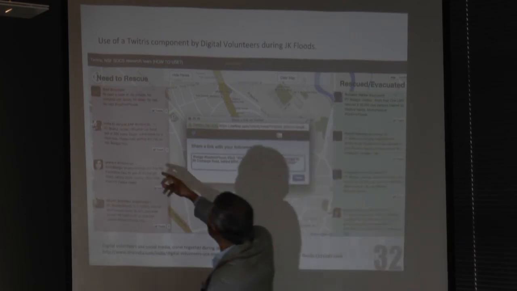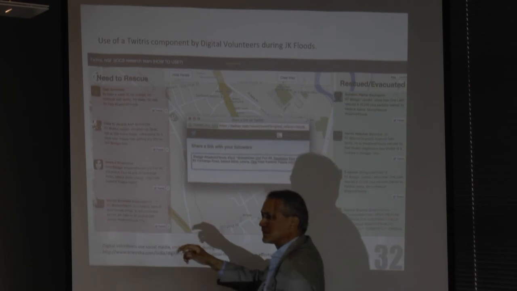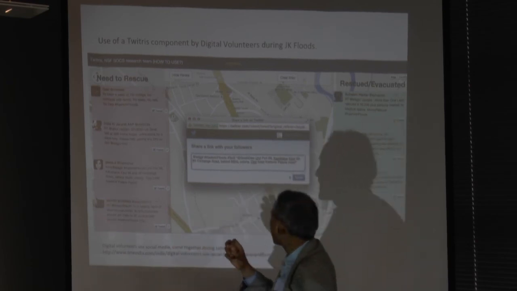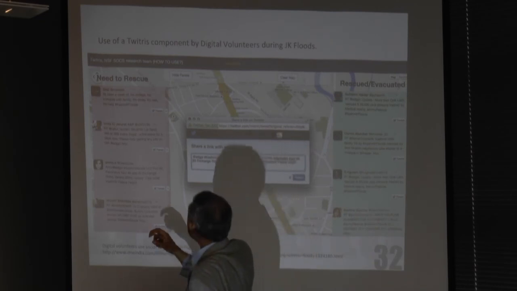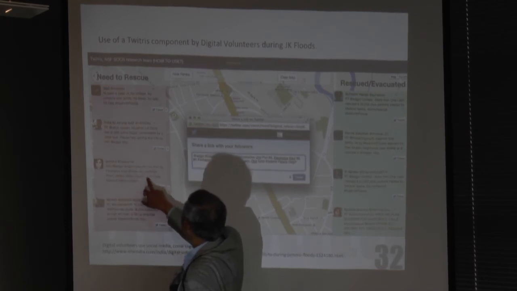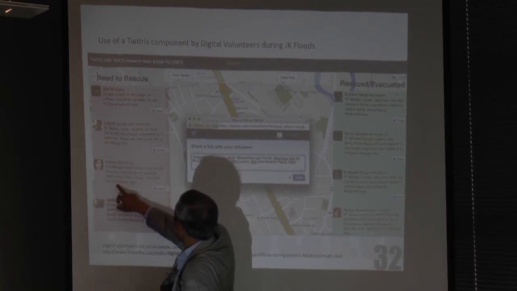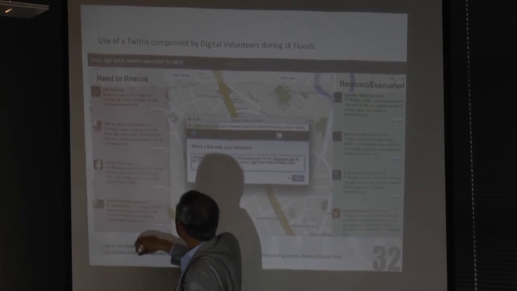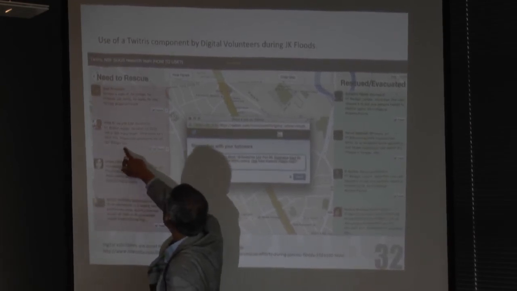So on the left hand side, you see needs to rescue. This is high quality identification of tweets that are explicitly asking for help. This person says exactly where they are, opposite Hotel Kashmir Palace, help, and please help by getting any info to him.